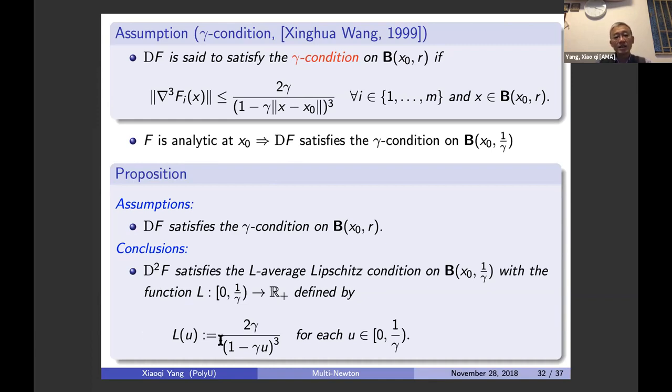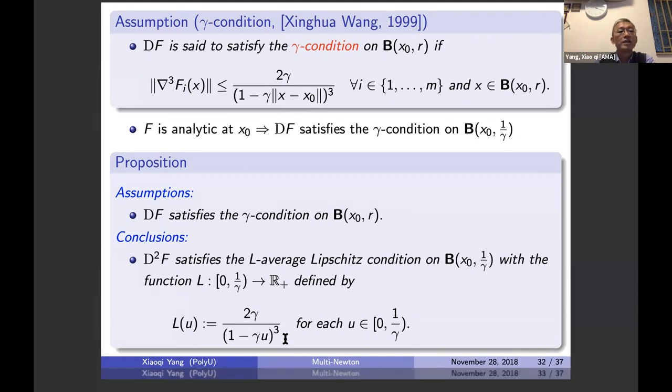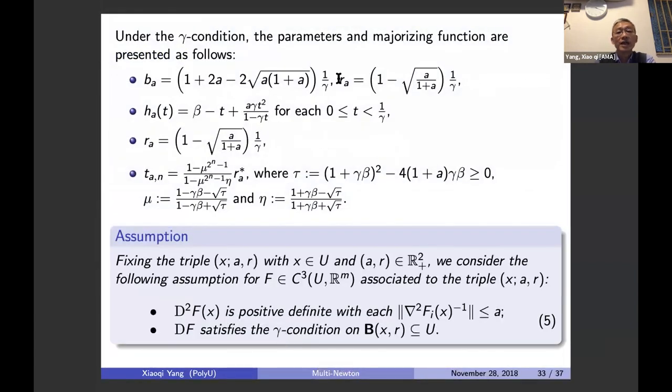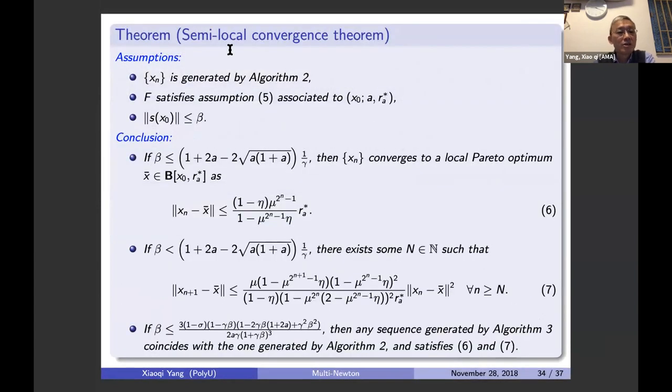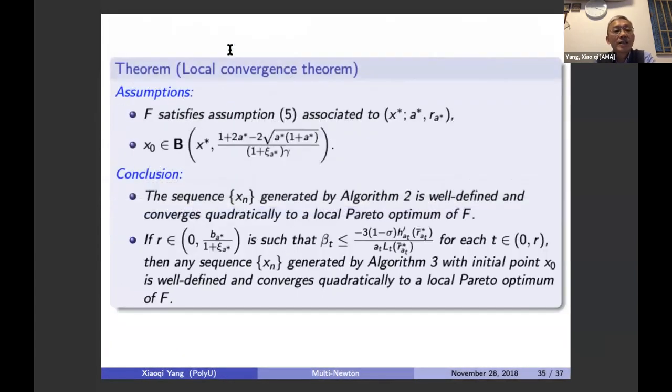As long as we have a gamma condition here, we can use our majorization function technique to prove the semi-local convergence, local convergence, and also the global convergence. Again, of course, we can find those parameters. So we can have a semi-local convergence, and we can have the local convergence.